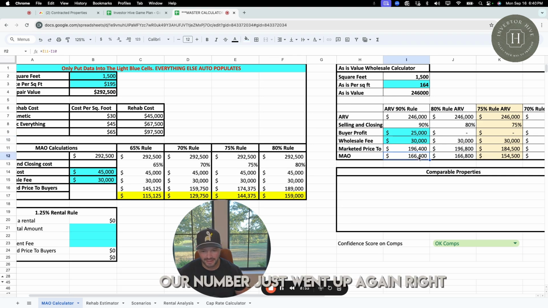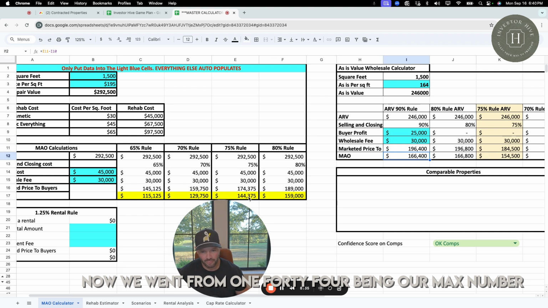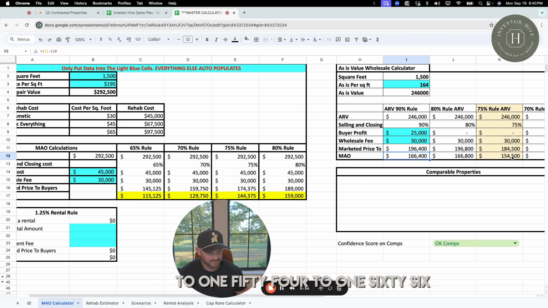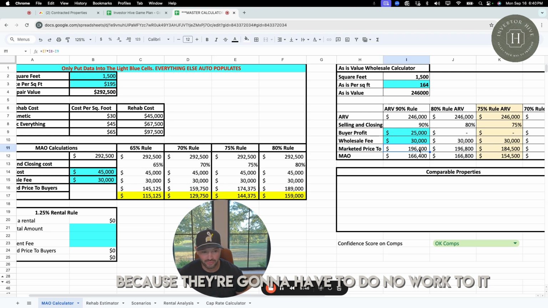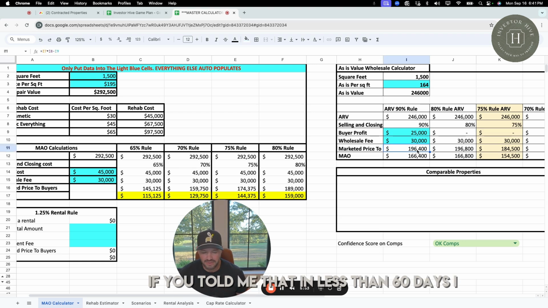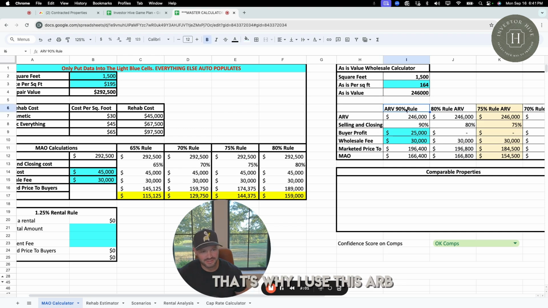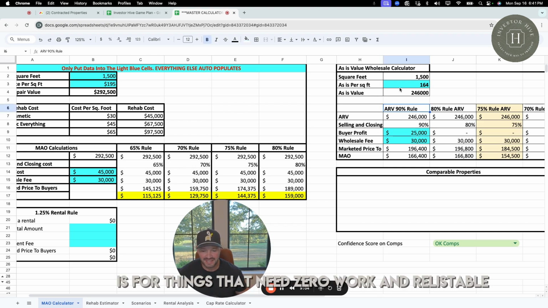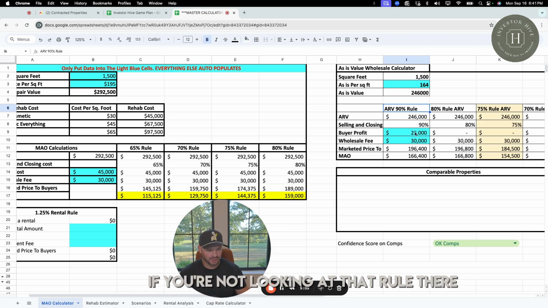Our number just went up again, right? So now we went from 144 being our max number to 154 to 166. Being able to sell this for someone would buy this for 196,000 because they're going to have to do no work to it and just list it and then make 25 grand. I don't know about you, but I would fork out $196,000 tomorrow if you told me that in less than 60 days I had 25 grand coming back. Absolutely. It's easy money. That's why I use this ARV 90% rule, is for things that need zero work and are listable as is. You might be leaving money on the table if you're not looking at that rule there.